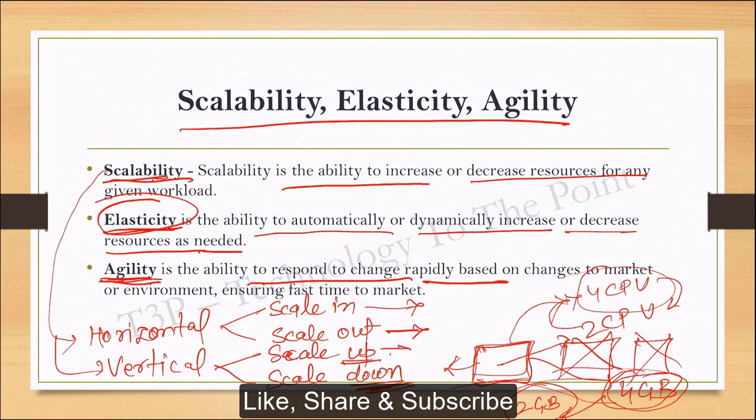So when we talk about vertical, that means we are working on the same system, either increasing or reducing. If we go with scale in or scale out, that means we are adding or removing resources. So this is what we have in scaling, elasticity and agility.